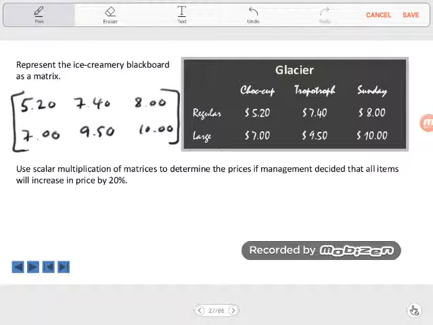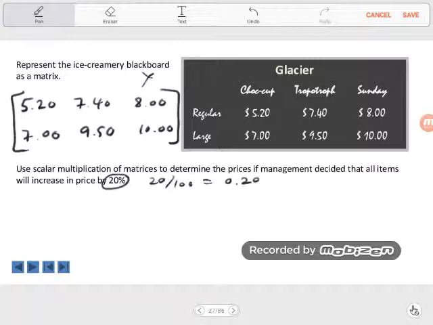Now scalar multiplication to determine the prices if management decided that all items will increase in price by 20%. Okay, so first thing you've got to do is convert that 20% to a decimal. And that is 20 over 100, which gives 0.2. So we want to increase by 0.2 these prices over here, all right? Now, one thing that you could do this a long way, do scalar multiplication, do 0.2 by all of those numbers in the matrix and then add that on to your answer. But there's a quick way.